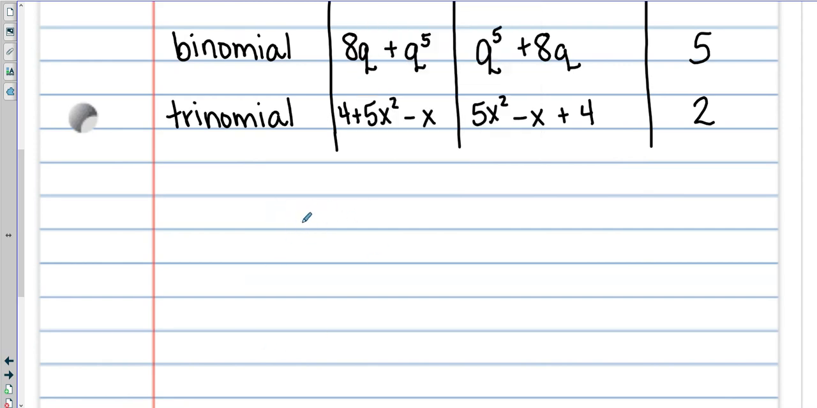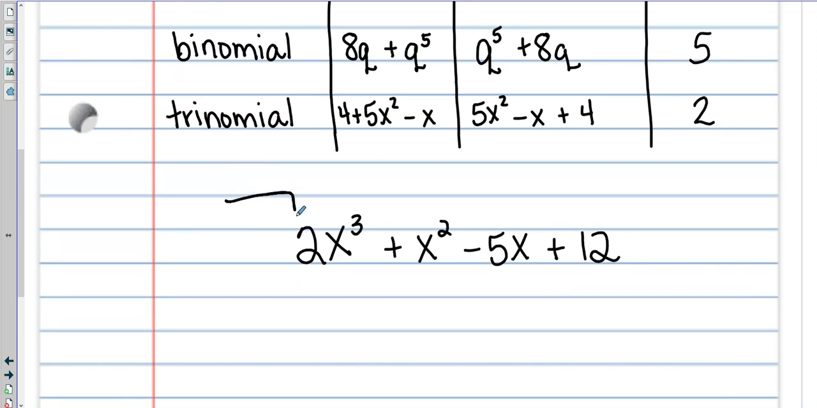Let's say we have this polynomial. I'm just going to write it out. This is just an example. Let's say I have 2x to the third power plus x squared minus 5x plus 12. We need to know what each part is, okay? The 2 right here in the front, this is your leading coefficient.